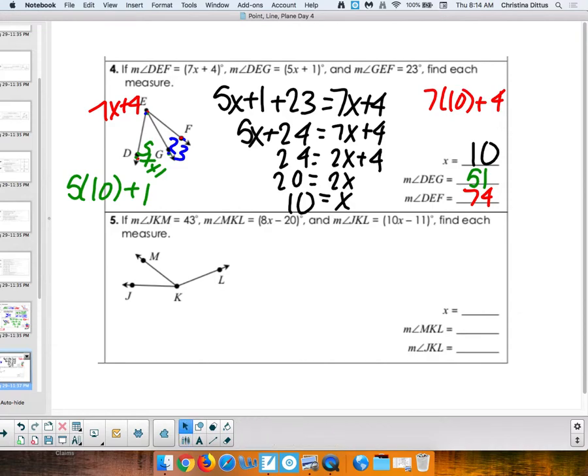How can I check to make sure it's right? Subtract green and red, and what should I get? 23. Good. Or you can take 51 plus 23 and do we get 74? Yeah. Or you can take 74 minus 51. Either way, it works out. Good. Okay. Questions there?